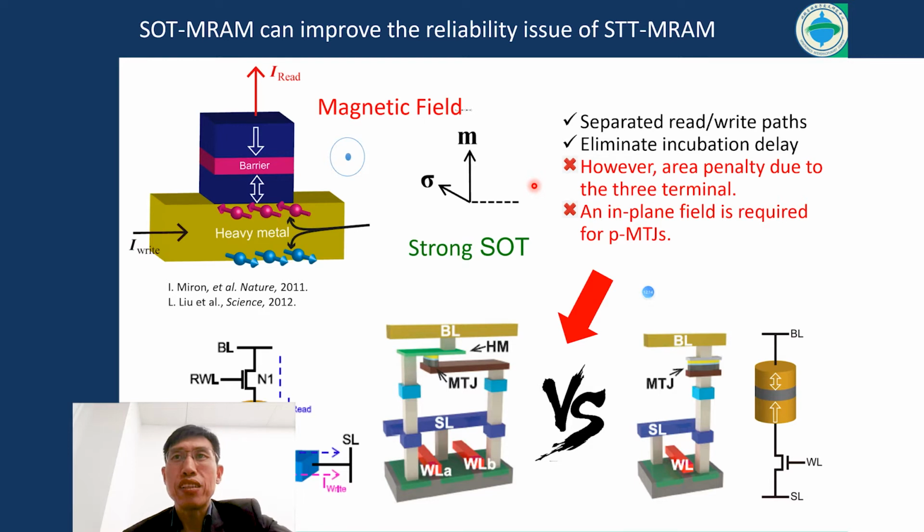It's a 3-terminal device. In this case, we separate the read and the write path, and then we can switch it faster. However, there is an area penalty due to the 3 terminals. So this is one of the limitations. And another problem is we need a magnetic field to switch this type of magnetic tunnel junction. So it can overcome the lifetime problem, but it cannot resolve the problem of using a magnetic field.